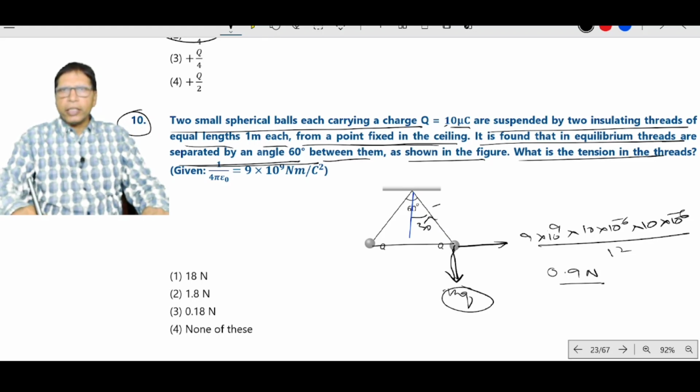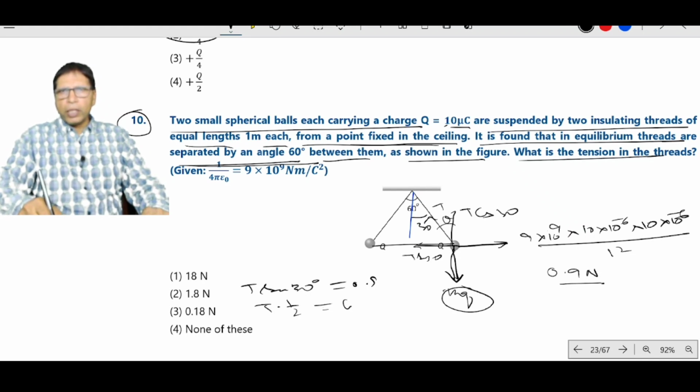Now tension T. Here, the upward tension along this direction is T cos 30 degree, and along this direction is T sin 30 degree. So here T sin 30 degree equal to 0.9, sin theta is half, T into half equal to 0.9 Newton. So T equal to 1.8. Look at this, this option is correct.